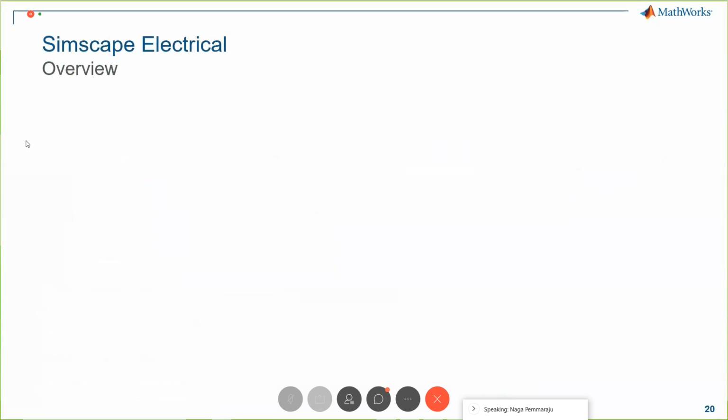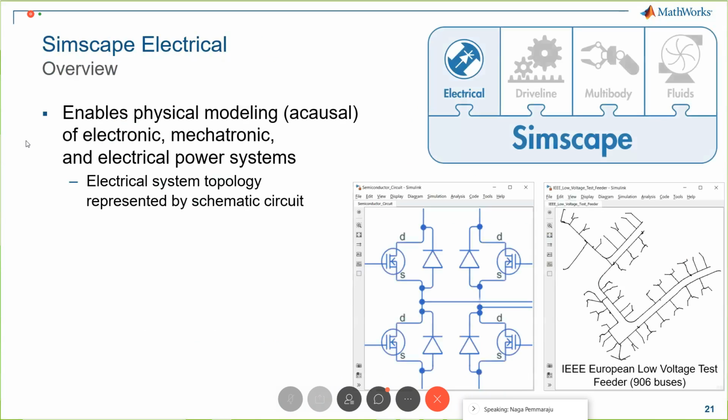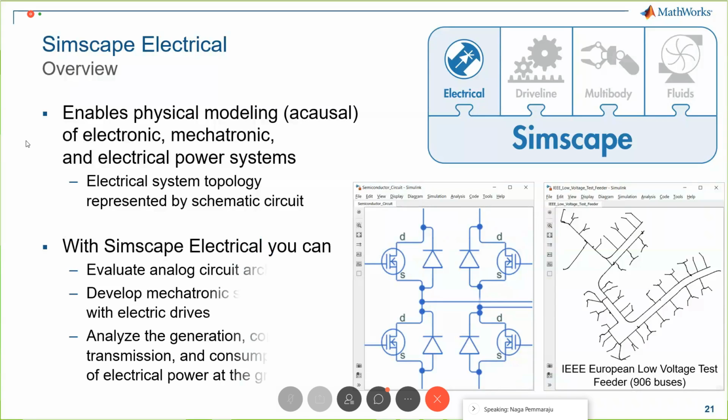Talking about Simscape Electrical, Simscape Electrical is a tool from MathWorks, a part of the Simscape products, which helps you do physical modeling in the electrical domain. We can do a lot of electrical, mechatronics, and power systems work, and you can also evaluate analog circuit architectures and various kinds of mechatronic systems like electric drives. Talking about electric drives, PMSM, induction motors, etc. You can also see how your system is working when it is connected to the grid, and all of those aspects of it.